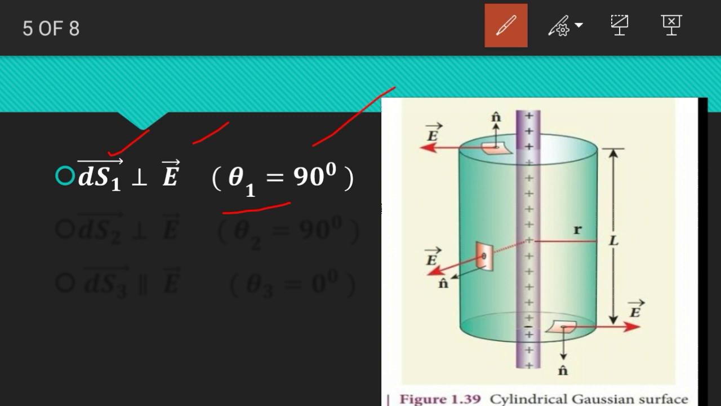So similarly for the S2 surface, that is the surface on the bottom, if I take a small elemental area, that will be along the downward direction, and the lines of force as usual are in the radially outward direction.